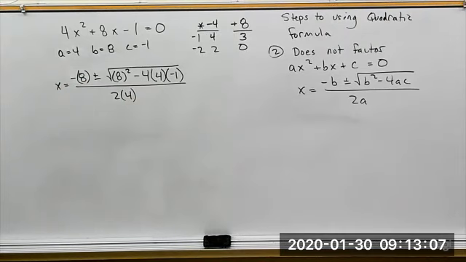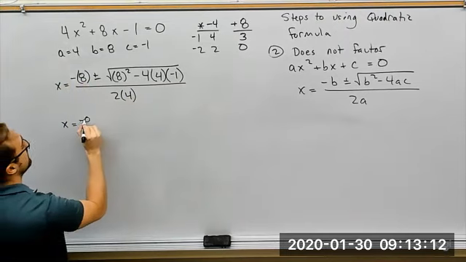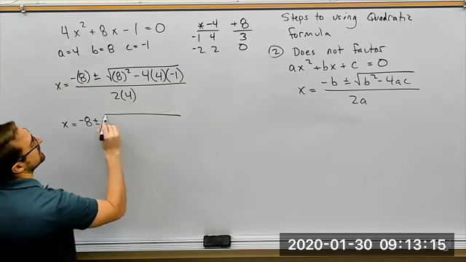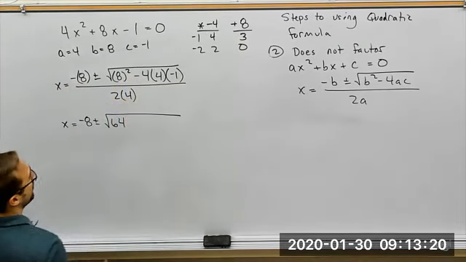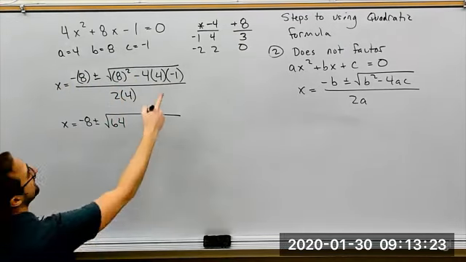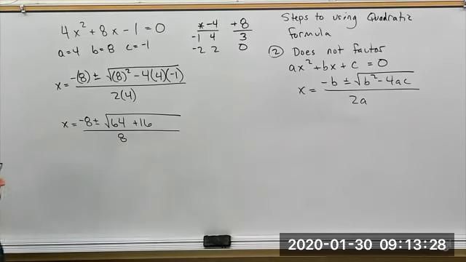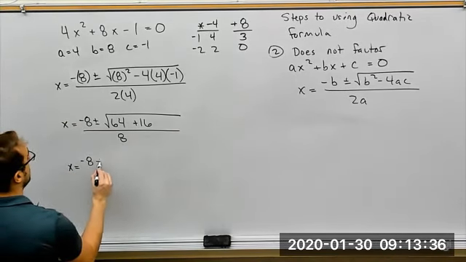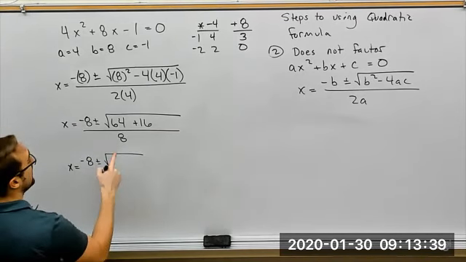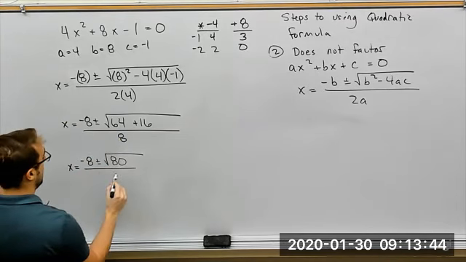All right. And the last thing you have to do is just simplify everything. So a negative times 8 is negative 8, plus or minus square root of 8 squared, that's 64, minus 4 times 4, that's negative 16, times negative 1 is a positive 16, all divided by 8. And now we just got to do the addition, and then we have to simplify the square root. So that's going to be negative 8 plus or minus the square root of 16 plus 64, which is 80, divided by 8.